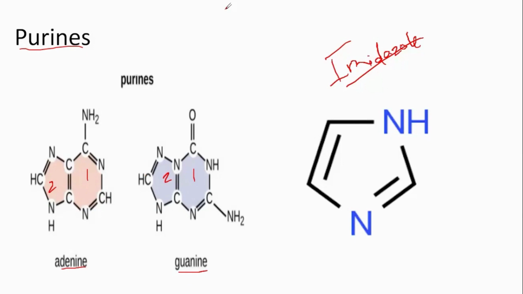Now, how you're going to differentiate between adenine and guanine is that guanine has an oxygen attached at the top over here, whereas adenine has an amine or NH2 group attached over here. Okay. So the thing that you have to remember about adenine and guanine is that here we have an oxygen, and here we have an amine group attached.